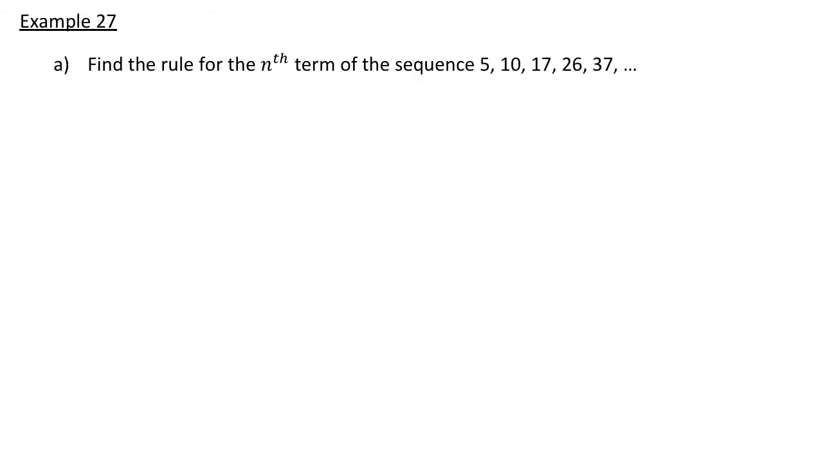So example 27, find the nth term of this sequence. So we've got 5, 10, 17, 26 and 37. The first difference then between 5 and 10 is 5, and then 7, 9 and 11. So the first difference isn't the same, so it means we're going to have to do a second difference.